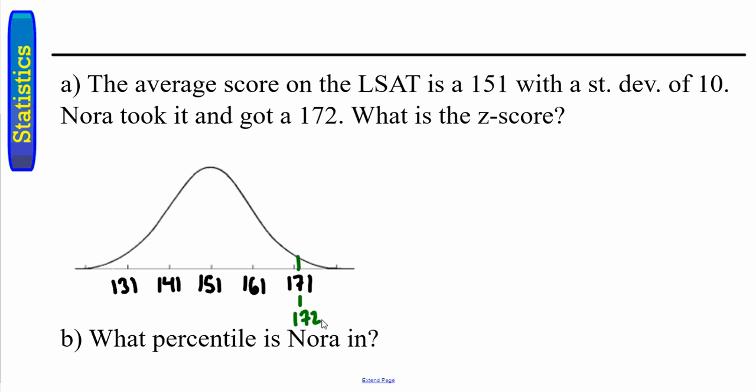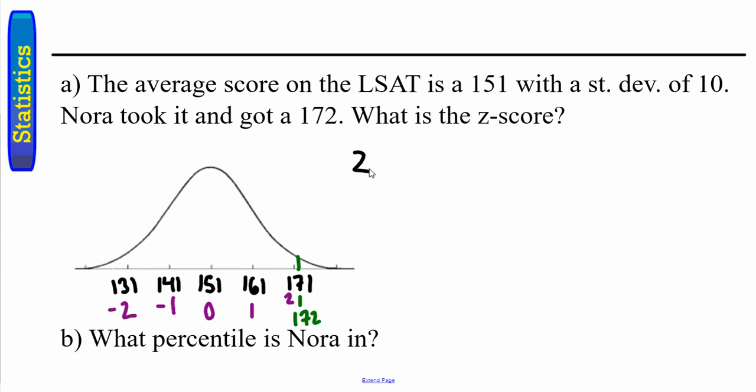We have an idea, because really, this is a z-score of 0, because if you're at the average, you're 0 standard deviations away from the average. This is a z-score of 1. 171 is a z-score of 2. This would be a z-score of -1, -2. So we have an idea. It's going to be just slightly bigger than 2. Now we need to find exactly what it is.